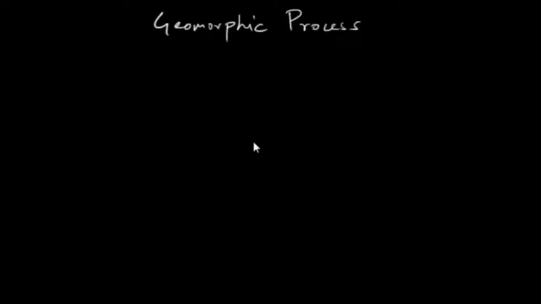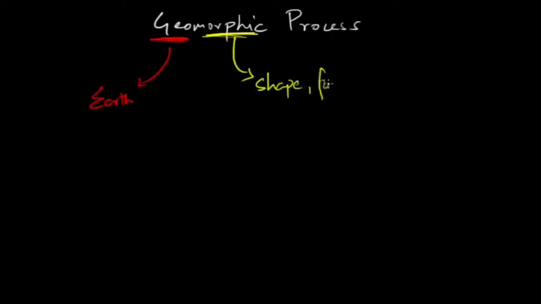In this video, we are going to understand the term geomorphic process. To understand this word geomorphic, I'll have to divide it into two parts. The first one is geo and the second part is morphic. The meaning of the term geo is earth. That's why geography is called the study of earth. And the meaning of morphic is shape, form or structure.